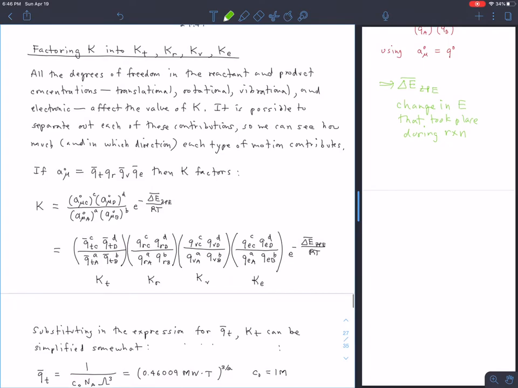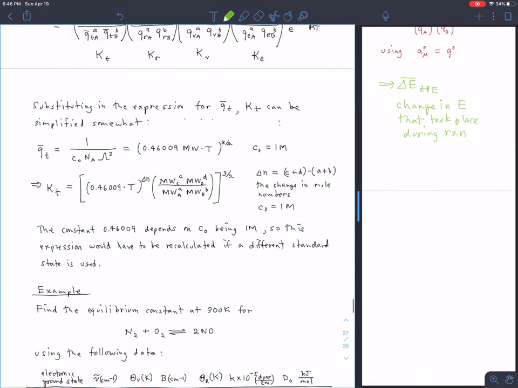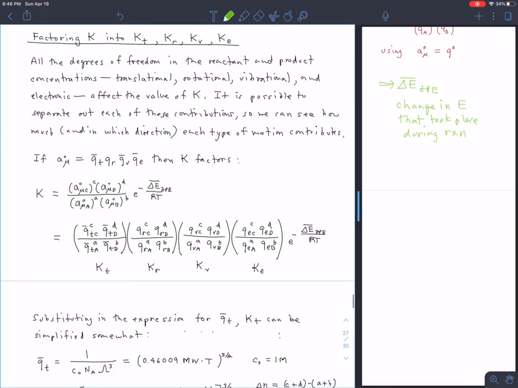One other topic before we get to the example. I'm trying to get down to this example down here, but one other topic before we get there, and that is that it's possible and useful to take the equilibrium constant formula that I have derived already up above and factor it out into contributions for translations, rotations, vibrations, and electronic degrees of freedom, just like we were able to do for the partition functions themselves.